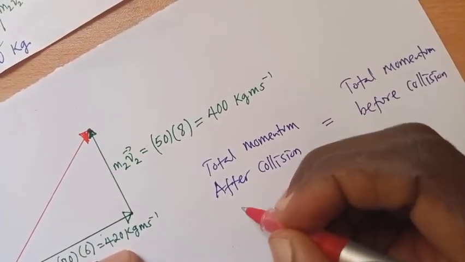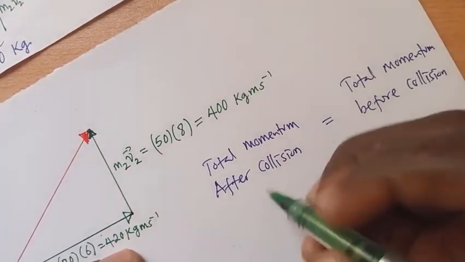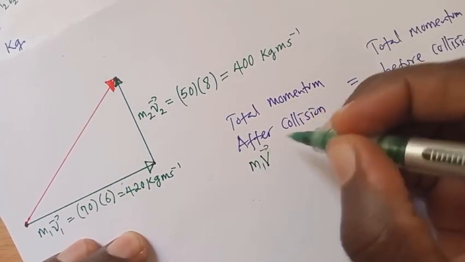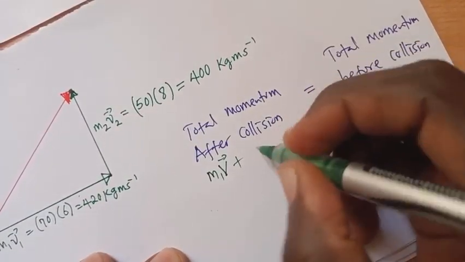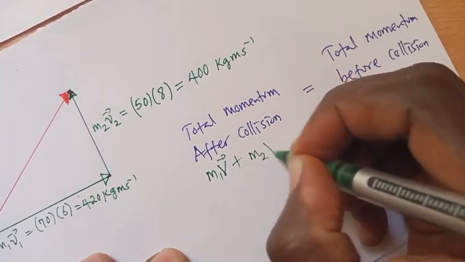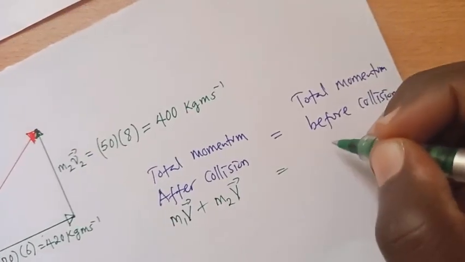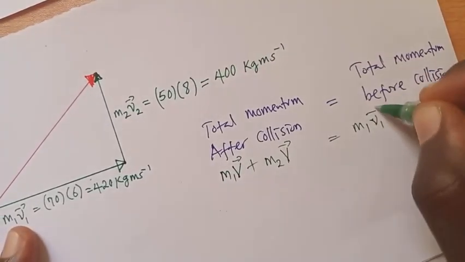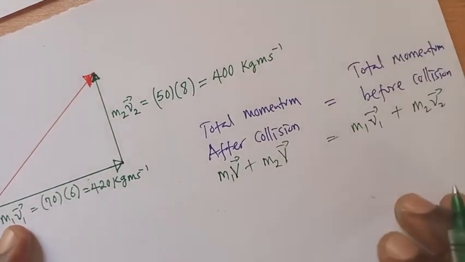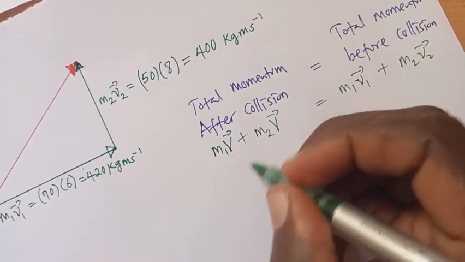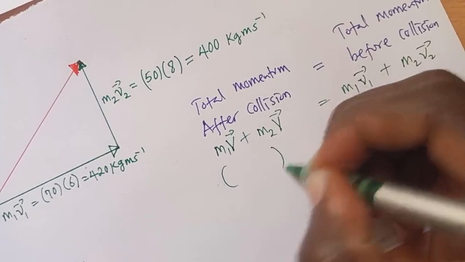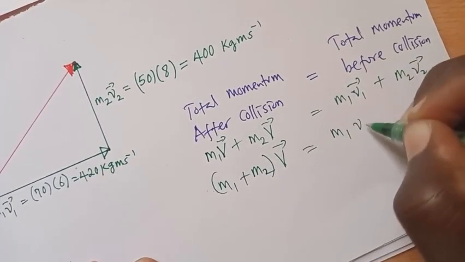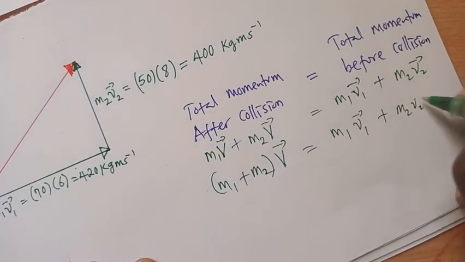If it is capital V, then it means the total momentum we have here, the momentum for A will be m1 capital V, this is a vector, plus the momentum for B, body B, is m2 capital V. It is common to all of them. This is equal to, now before collision, look at the momentum of A. This is m1 v1 vector plus m2 v2 vector. You see, now from here, since V is common to them, we can factorize and bring the V out. Then we have m1 plus m2 V, and this is equal to m1 v1 vector plus m2 v2 vector.